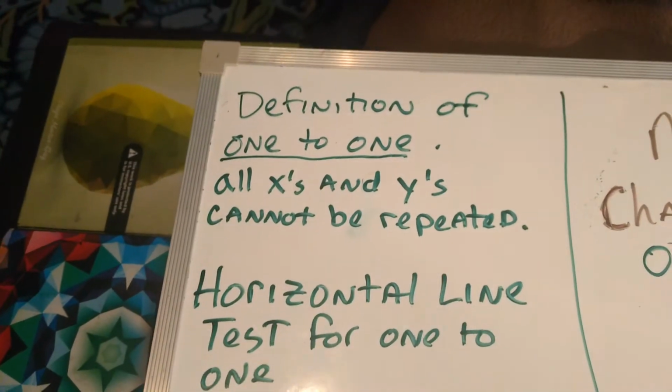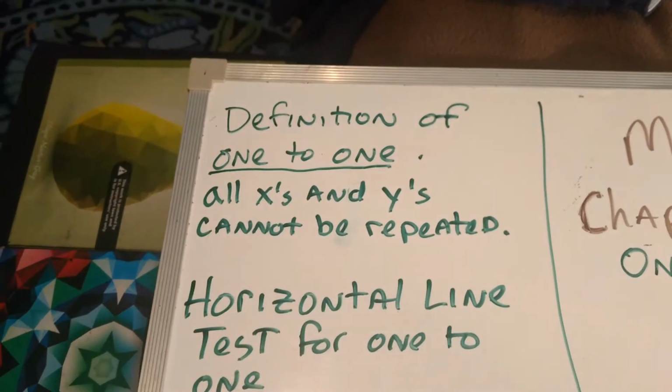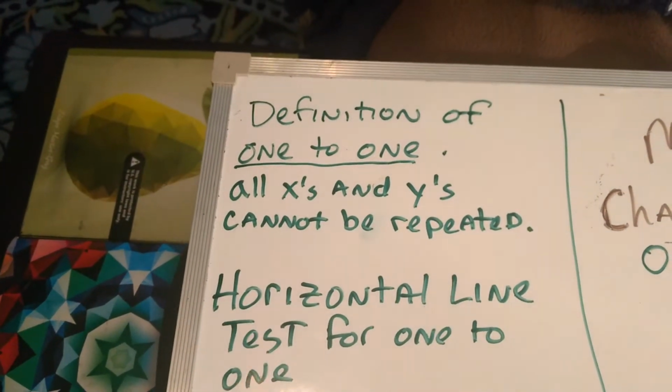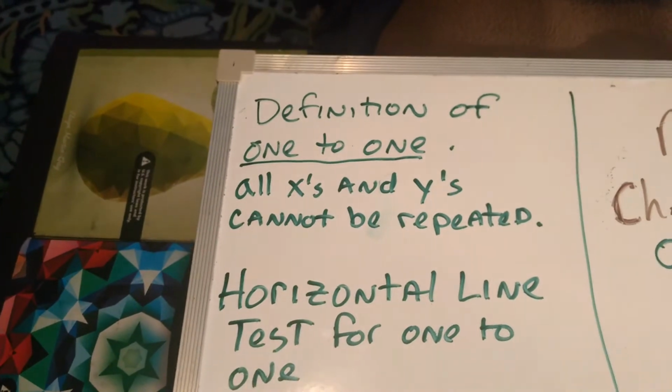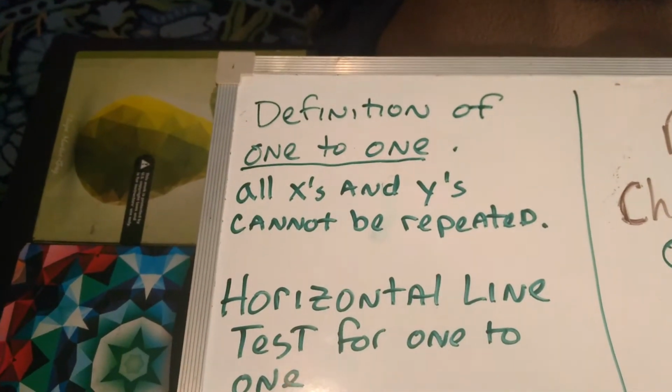Definition of one-to-one means that all the x's and all the y's cannot be repeated. Remember, your definition of a function is that only the x's can't be repeated. Now, a one-to-one function is where the x's and the y's both can't be repeated.